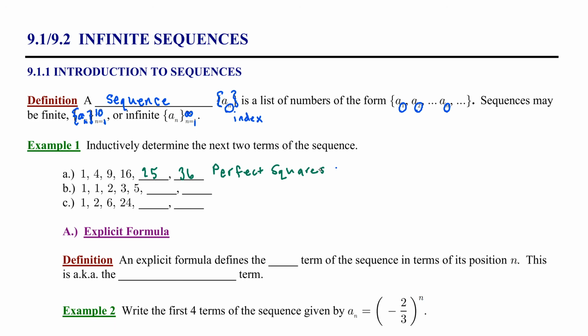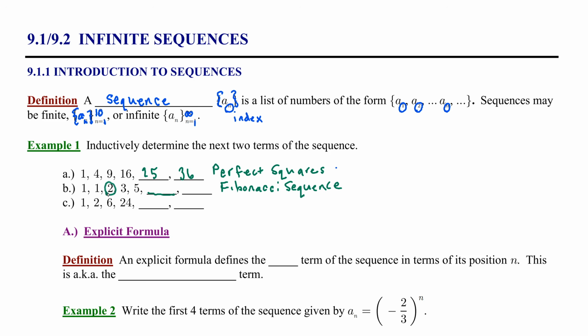Consider example B. We have the values 1, 1, 2, 3, 5, and our job is to figure out the next two terms in the sequence. Now, this is actually a famous sequence. It's called the Fibonacci sequence. So the values that we're looking at here are called Fibonacci numbers. Now, do you know how to determine the next element in the sequence? Well, if you look closely, we can determine this value recursively.